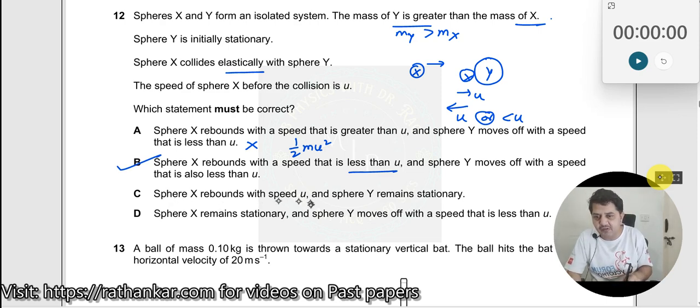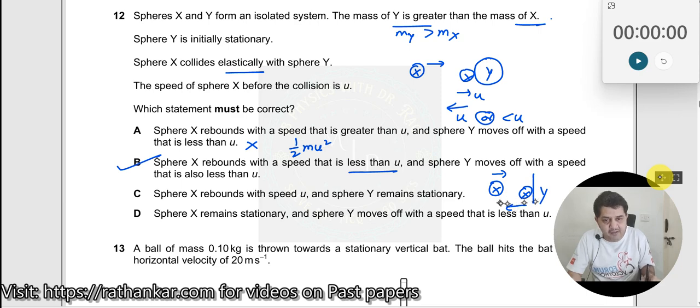Speed X rebounds with speed u, and sphere Y remains stationary. Sphere X rebounds with speed u. See, if you have a sphere X and you have a wall, an infinite wall, and this wall is unmovable, then this can go hit here, and then in an elastic collision, this will move backwards if no energy is lost, with the same velocity u.